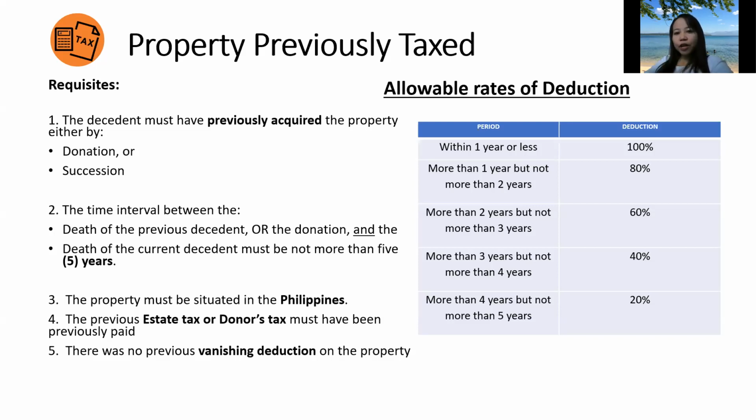If the time interval is more than 1 year but not more than 2 years, that would be 80%. If more than 2 years but not more than 3 years, that's 60%. More than 3 years but not more than 4 years, that's 40%. More than 4 years but not more than 5 years, that would be 20%.